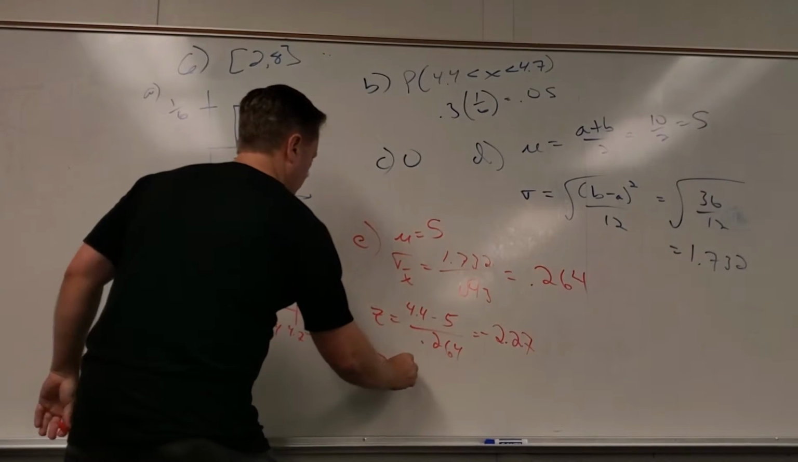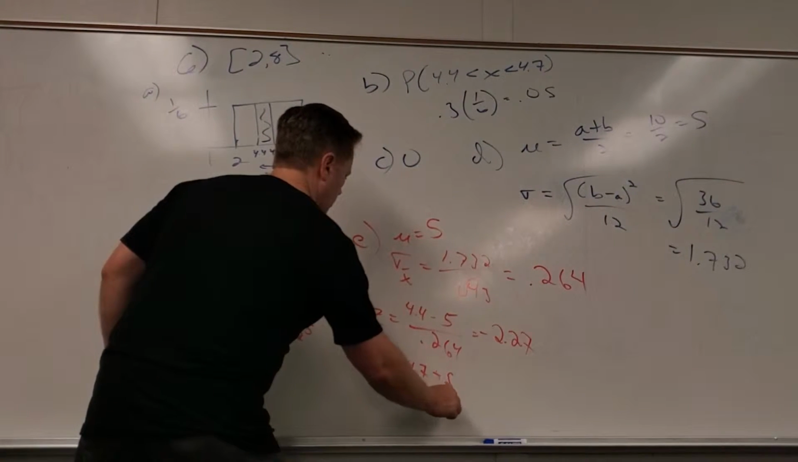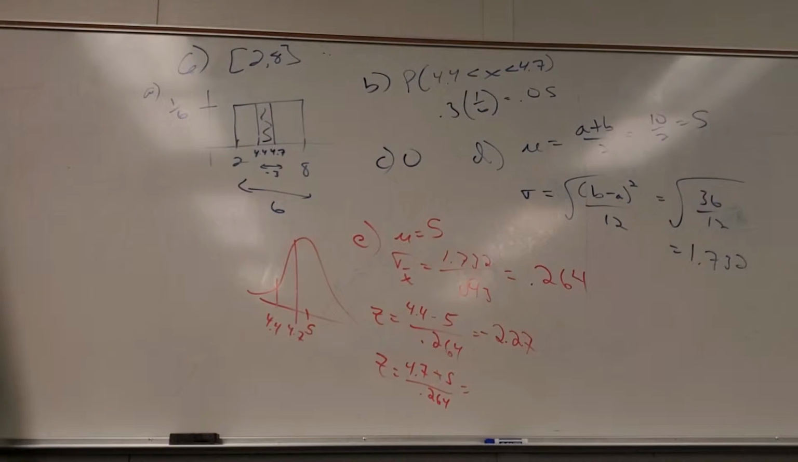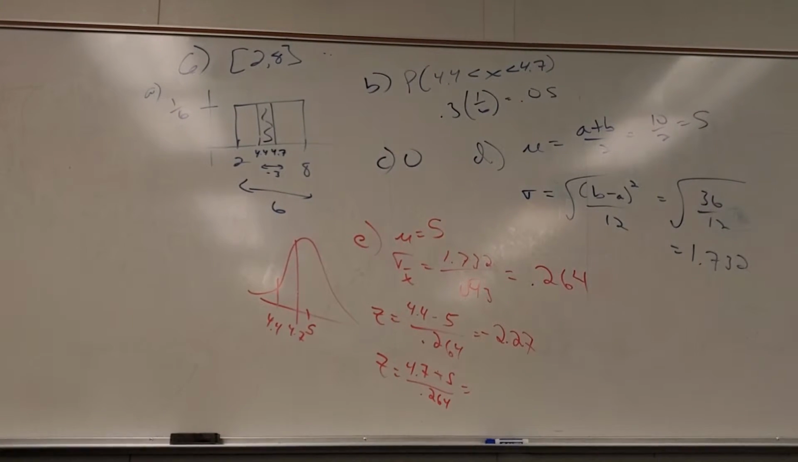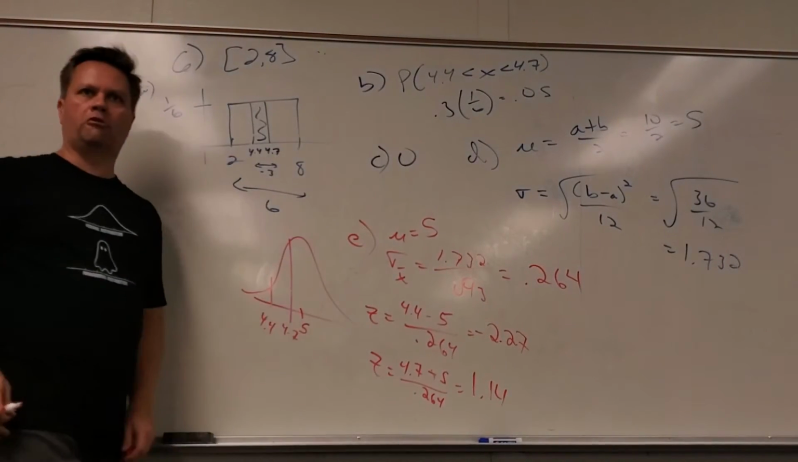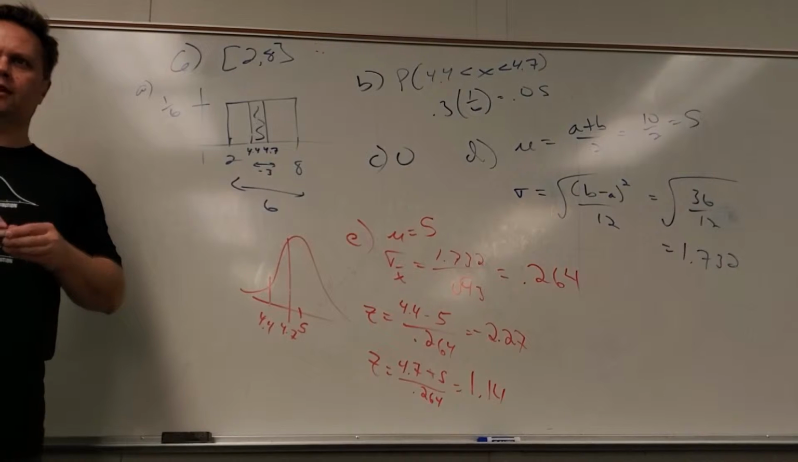So for 4.7, must be like 1.2 something, 1 point something. 1.14. Yeah. Now it's just a normal problem, right? You look those z-scores up, get the area, subtract.